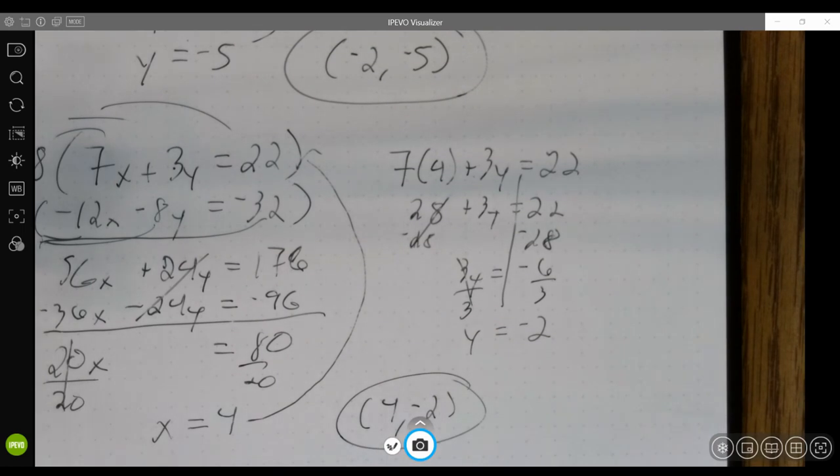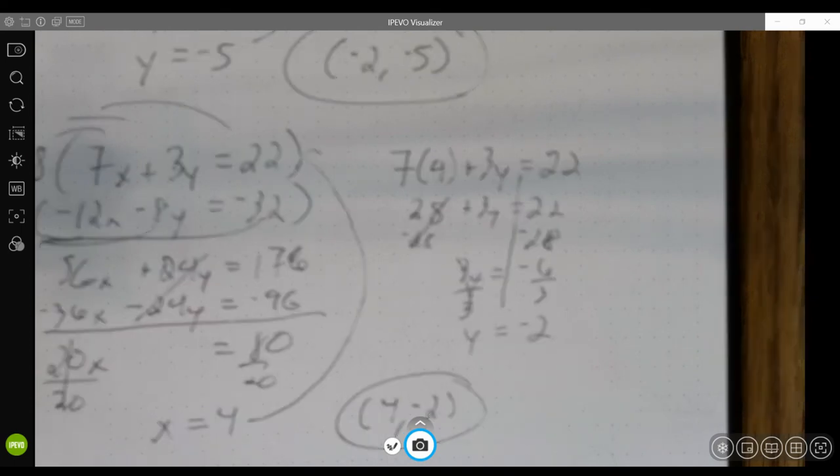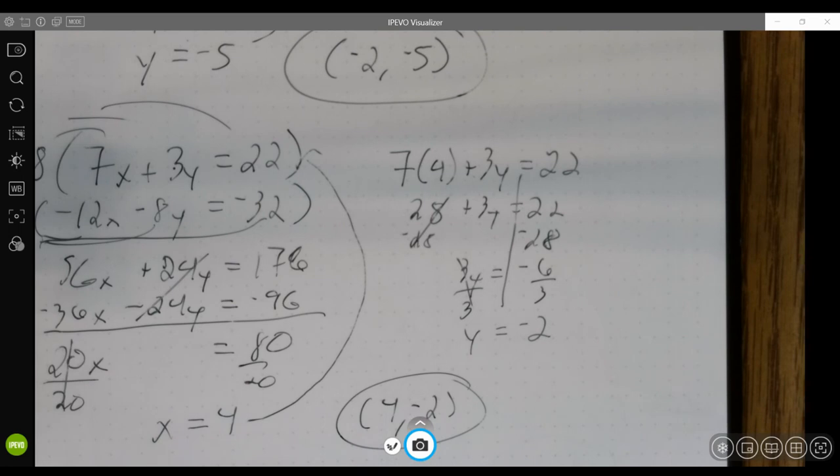We have done it. We are masterful. A little choked up because we're so awesome at solving linear systems of equations by elimination.